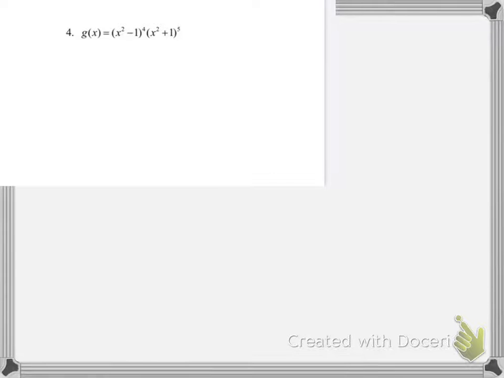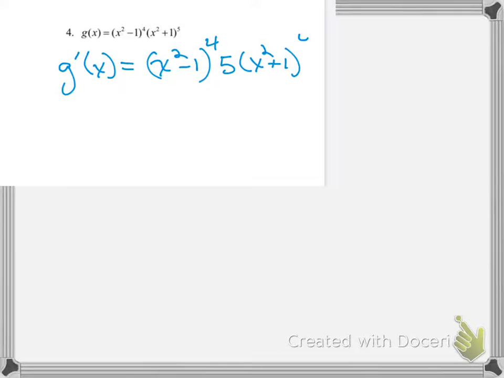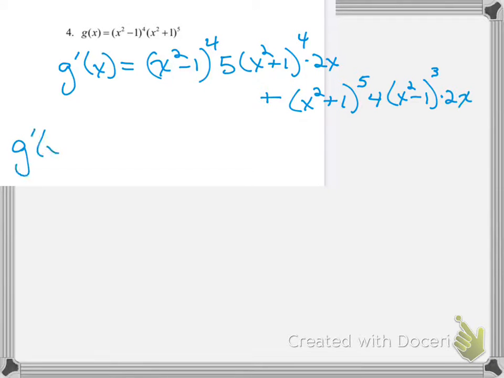Okay, here's problem 4. So I'm going to say g prime of x equals left d right times the derivative of the inside. I'm going to write on the next line, plus right d left, 4x squared minus 1 to the third times 2x. Okay, so I'm going to try to write a little bit smaller.